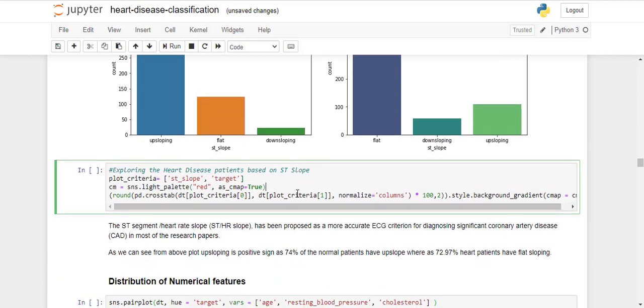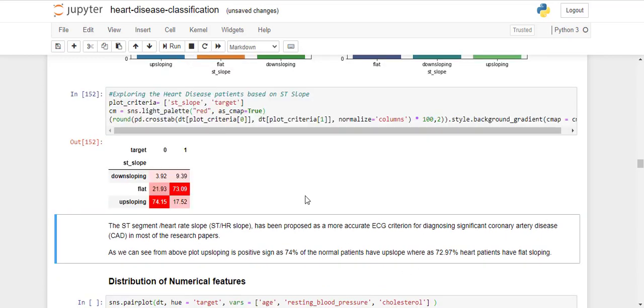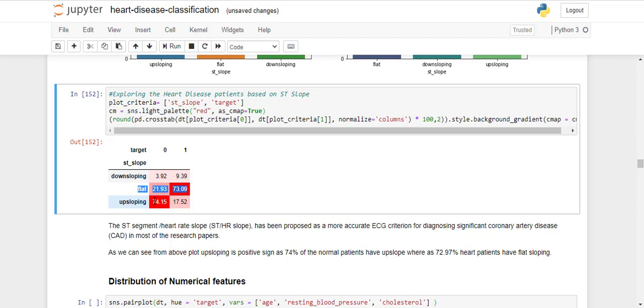Next, in terms of percentage, as you can see, flat has a higher percentage when you are suffering from heart disease, whereas in case of a normal patient you should have upsloping, meaning when you are doing exercise your blood pressure will increase and your ST slope should be upsloping.